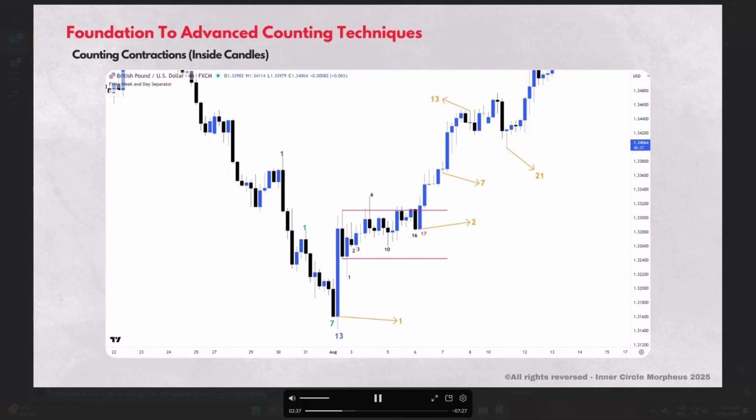I also need your attention at the orange countings, Neo. Can you see how the counting is changed here? 1 to 2 and 2 to 7 accordingly, which is followed by 13 and 21.